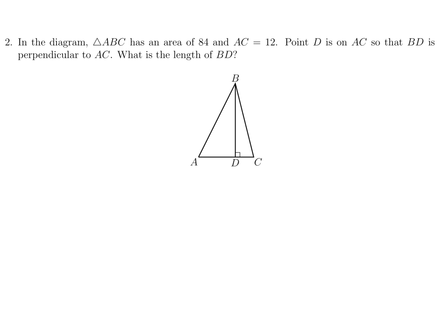In the diagram, triangle ABC has an area of 84 and AC is 12. Point D is on AC, so that BD is perpendicular to AC. What is the length of BD?